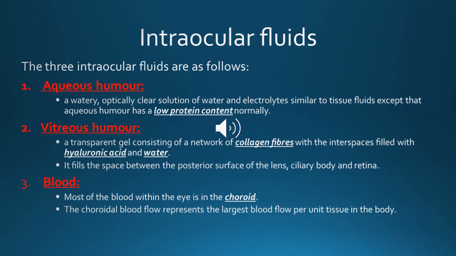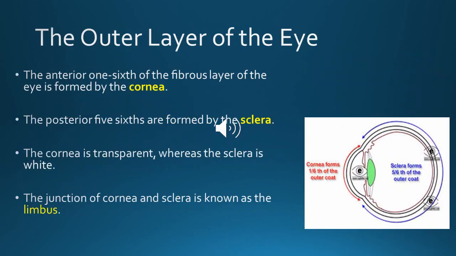The outer coat of the eye is formed from cornea anteriorly and the sclera posteriorly, with a transition zone in between called the limbus. The cornea occupies the 1/6 of the outer coat, while the remaining part is the sclera. The cornea is transparent, whereas the sclera is white.